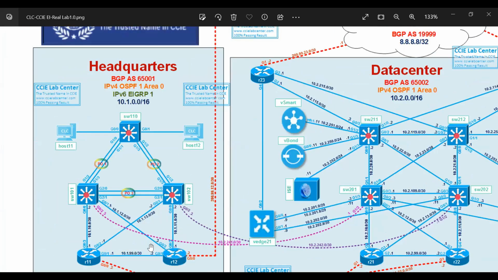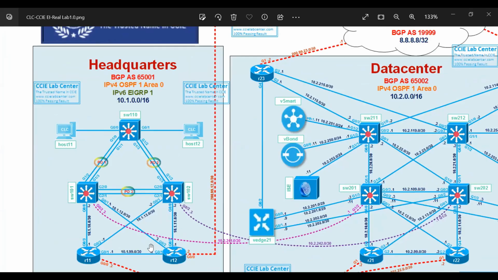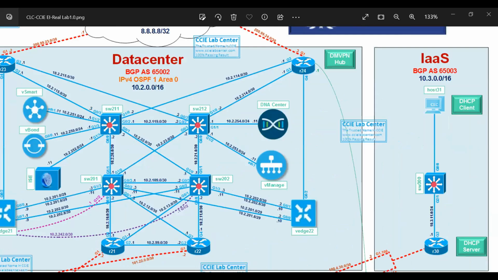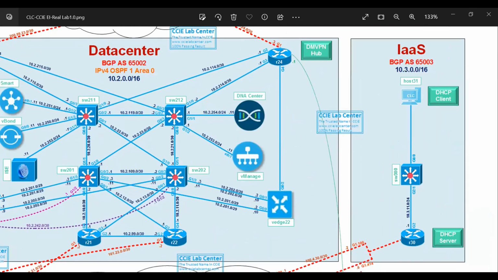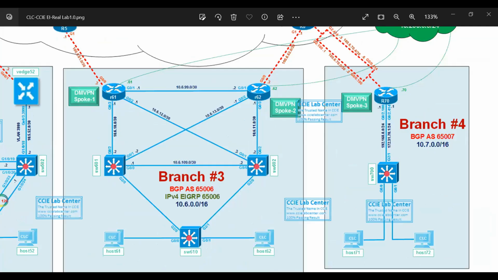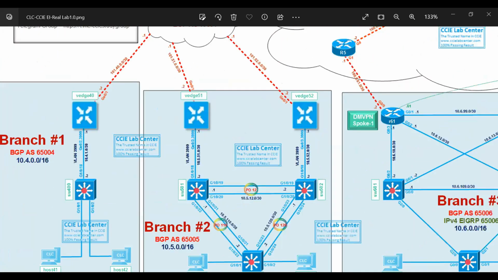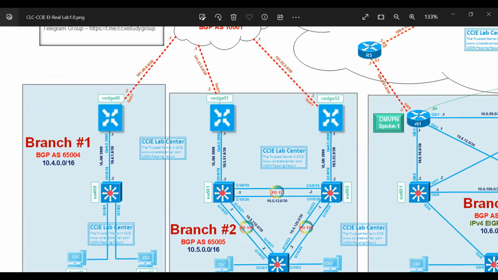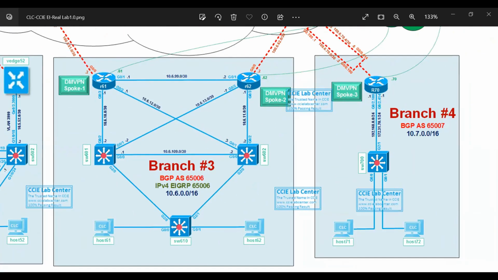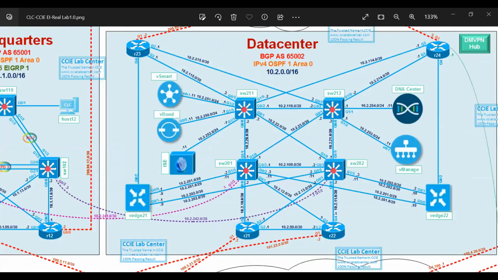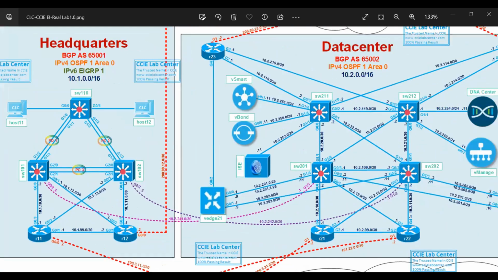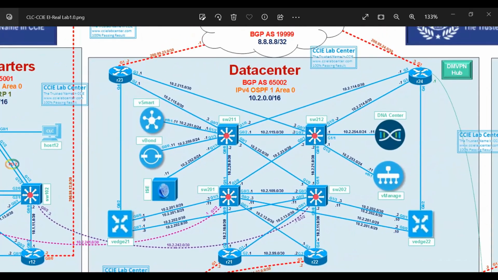See, this is your headquarters. Then we have the data center here. Then we have a site here. Then if we go downstairs, we have BGP here. We have branch 3, branch 2, and branch 1. So basically we have a total of 4 branches, the data center, and the headquarters. In the data center, you can see we have the vSmart, the vBond, and the vManage. And we have the DNA center as well.